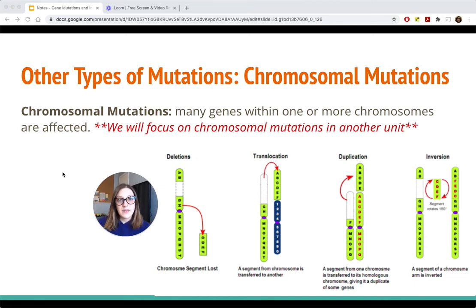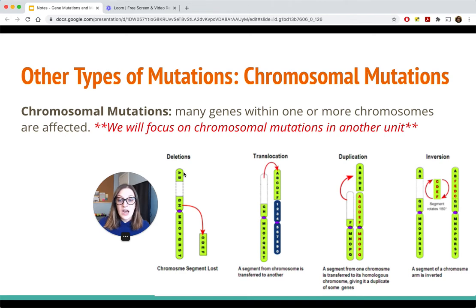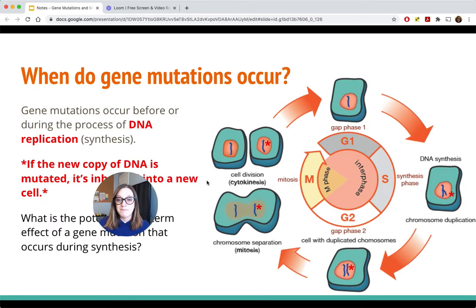We will talk about these types of mutations next unit. So hang tight on this idea. We will talk about what happens when many genes are impacted at one time. But for today, we're going to be focusing on simple gene mutations, how one specific protein sequence is affected, whereas this focus is on how entire sections or many proteins are affected by a mutation.